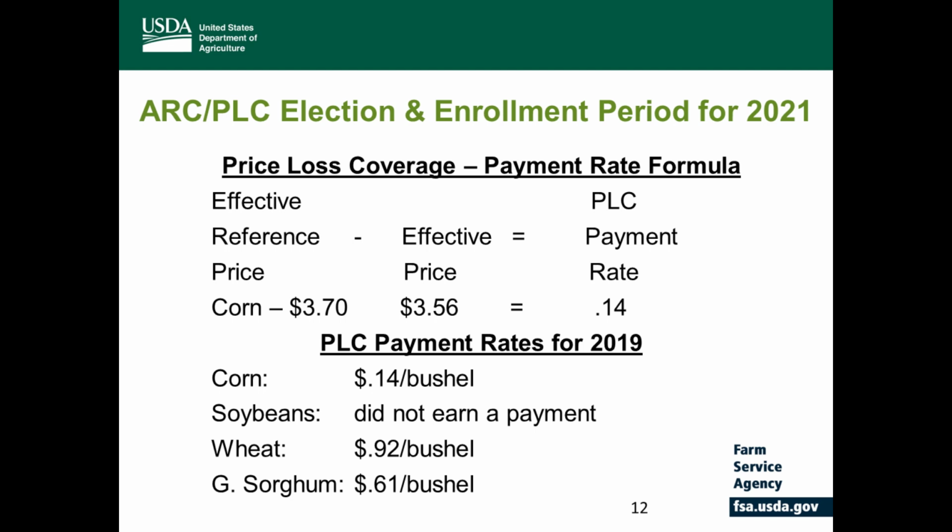So from this slide, you can see our effective reference price for corn is $3.70. The effective price came in at $3.56. So the difference between those two is our PLC payment rate of 14 cents. For 2019, corn PLC payment rate was 14 cents. Soybeans did not earn a payment under PLC program. Wheat, 92 cents a bushel, and grain sorghum was at 61 cents a bushel.